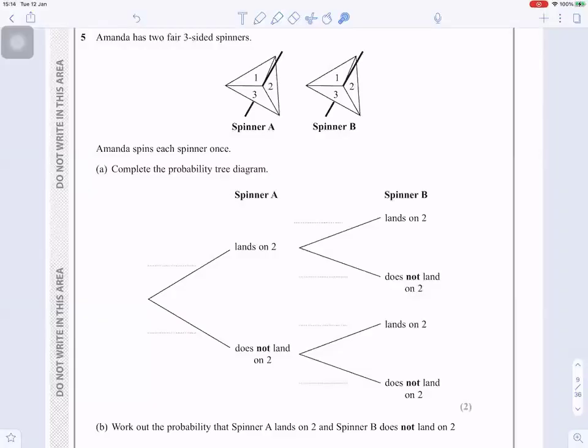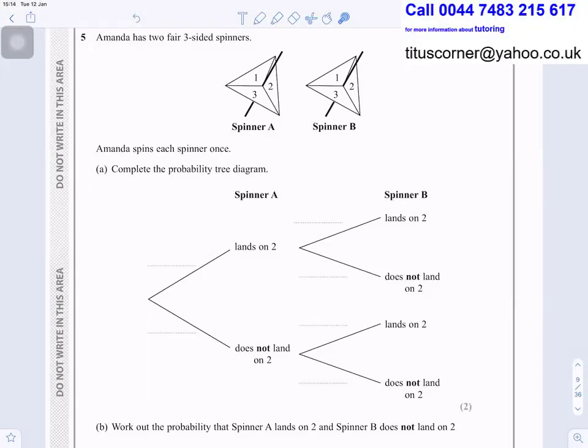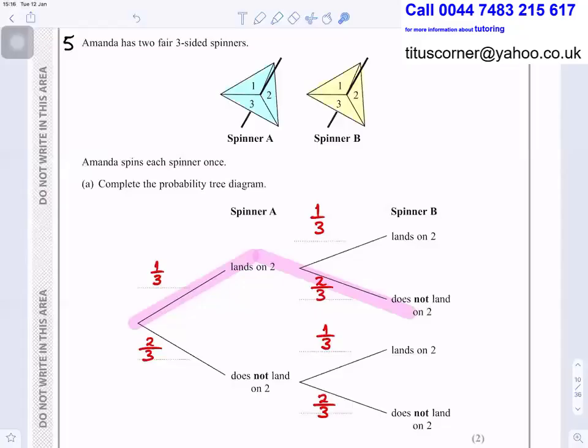Question number 5. Amanda has 2 fair 3-sided spinners. Amanda spins each spinner once. Complete the probability tree for part A. And for part B, work out the probability that spinner A lands on 2 and spinner B does not land on 2. So to do this type of question, for example, I've colored spinner A and I've colored spinner B. Complete the probability tree diagram.